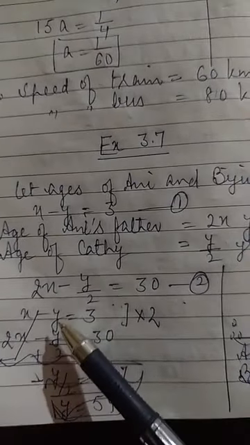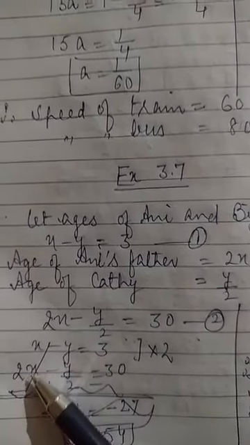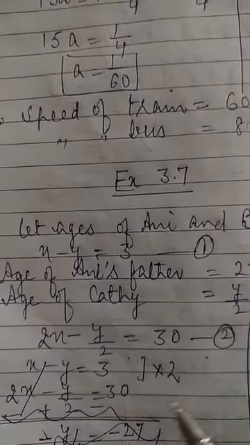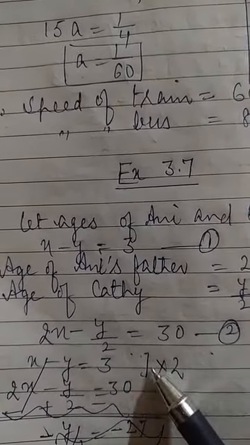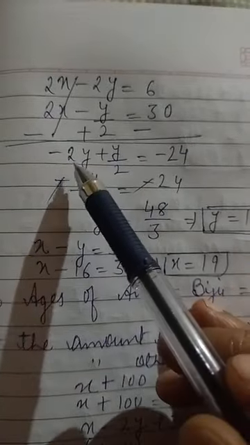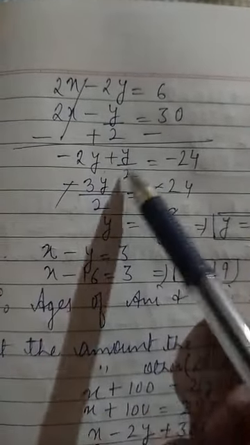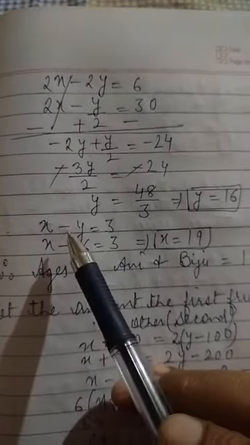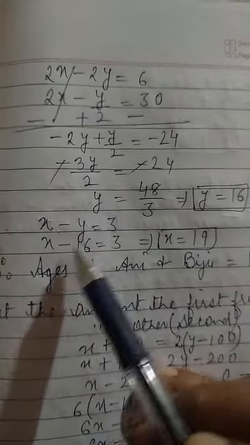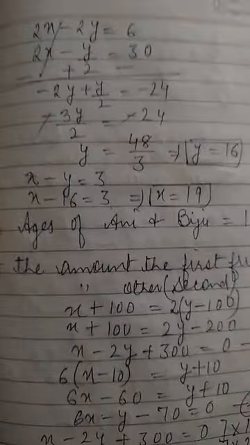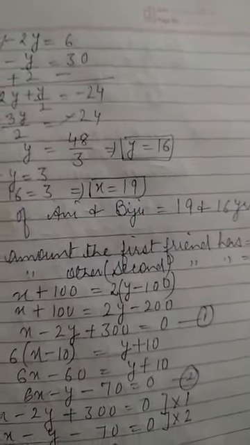Two equations are there, x minus y is equal to 3 and 2x minus y upon 2 is equal to 30. Now multiplying equation number 1 with 2, we get 2x minus 2y is equal to 6. 2x minus y upon 2 is equal to 30. After solving, minus 2y plus y by 2 is equal to minus 24. Y is equal to 16. Now substituting the value in x minus y is equal to 3, x minus 16 is equal to 3, x is equal to 19. So the ages of Annie and Biju are 19 and 16 years.